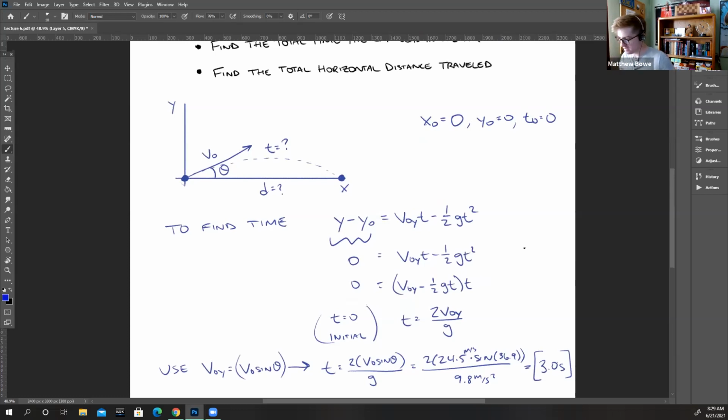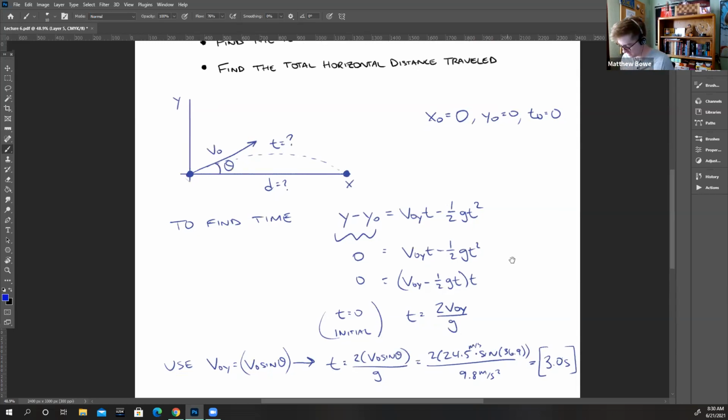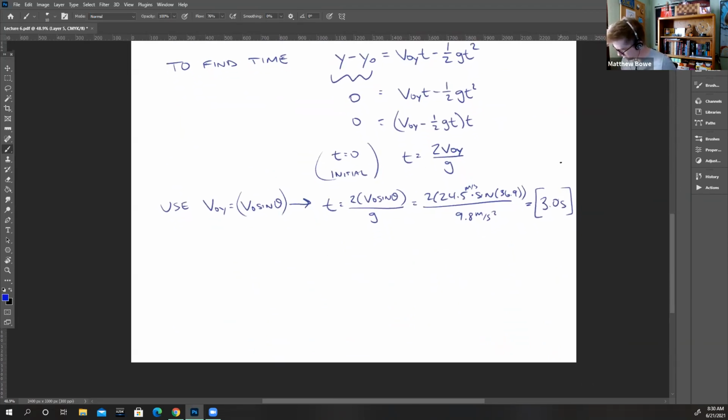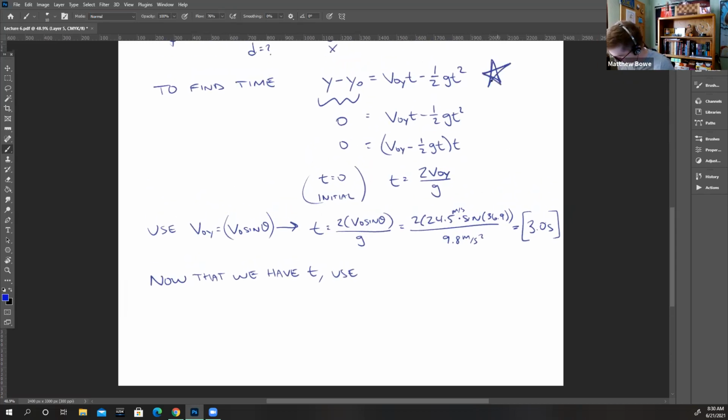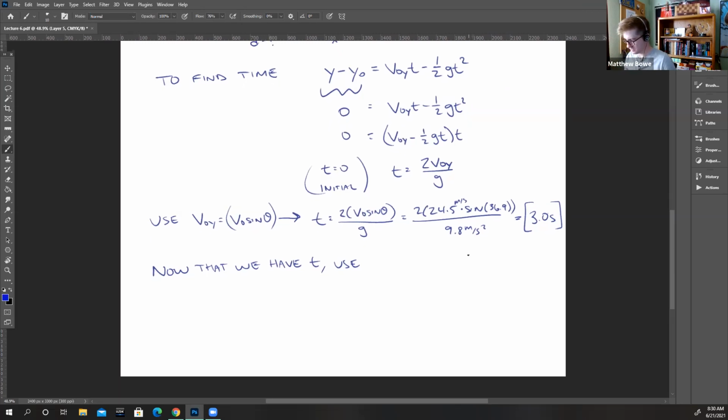Okay, the second part of the problem is find the total horizontal distance. So we want to know the distance it travels from here over to here. And that's just a one-dimensional problem of something moving with a constant velocity. Actually, we can use the time value that we just found. So now that we have t, we can use that same exact kinematic equation that we started with up here, but for the x component, the horizontal components.